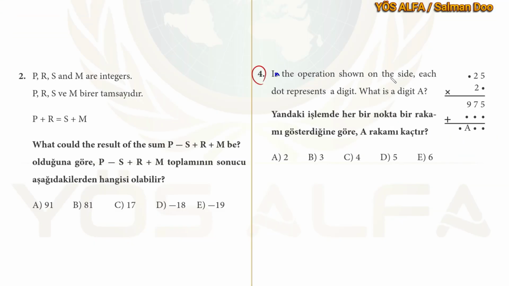In the operation shown on this side, each dot represents a digit. What is the digit A? A is asked. So the first step is the multiplication. So to have 5, this dot can be 1, 5, 3, or 7. We'll check one by one. If this dot is 1, 1 times 5 is 5, 1 times 2 is 2, this is 7, so 1 is impossible.